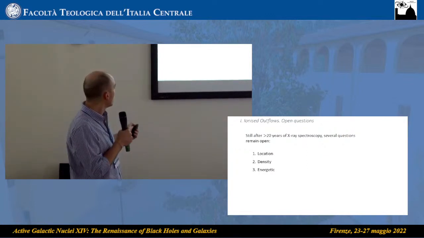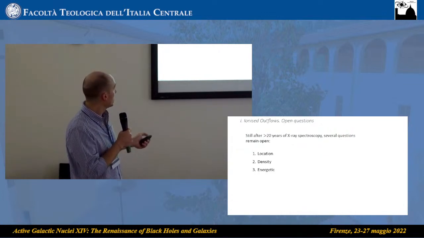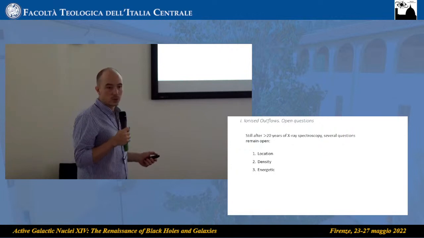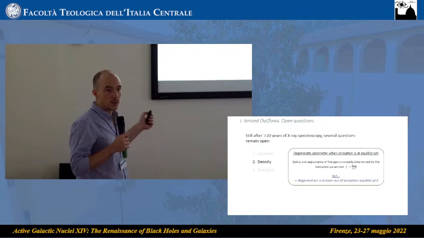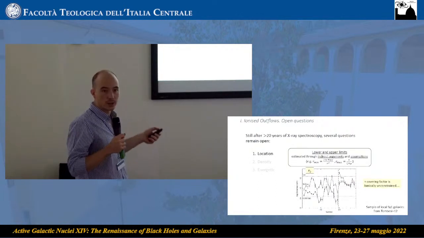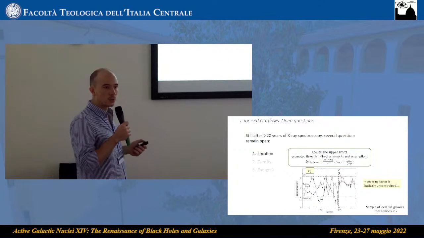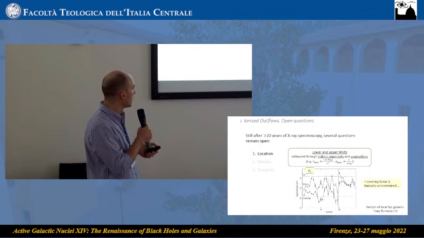Here I regrouped the three most important ones. So there are several uncertainties on the location of such outflows, on their density and the energetics. For what concerns the location, the radius of X-ray outflows is generally estimated using lower and upper limits, which are built through indirect arguments and assumptions which are not necessarily true, and they have not been proved with sufficient strength.